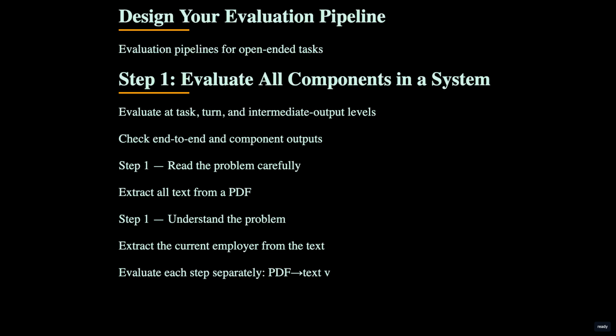When the system misses the current employer, the cause can be either the PDF to text conversion or the extraction model. To pinpoint the problem, evaluate the first step by measuring similarity between the extracted text and the ground truth text. Then evaluate the extraction step by computing accuracy. Given correctly extracted text, how often does the application identify the current employer?